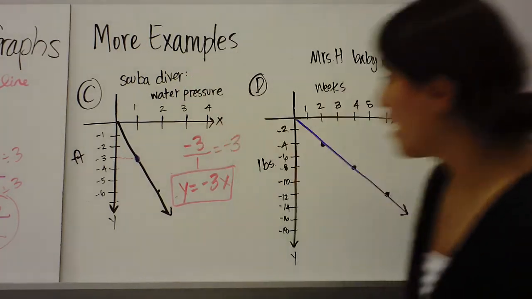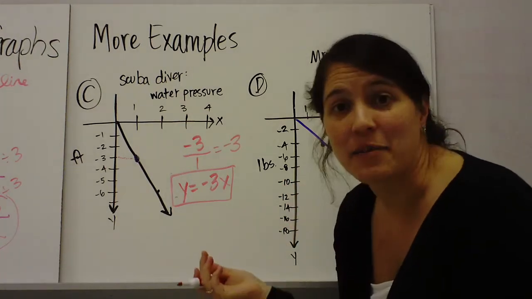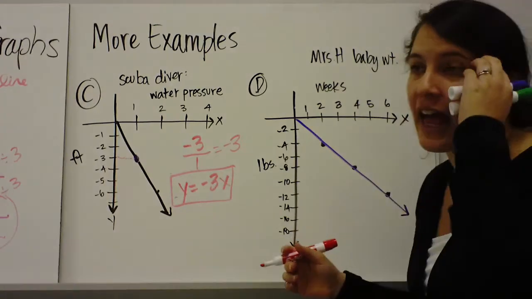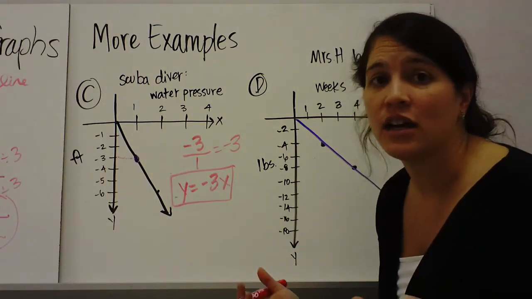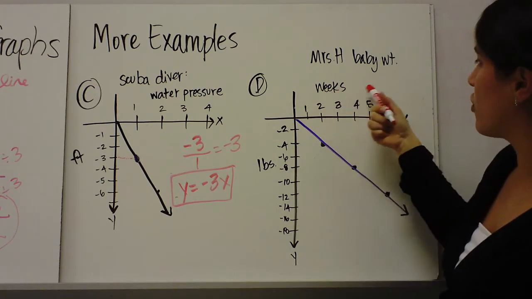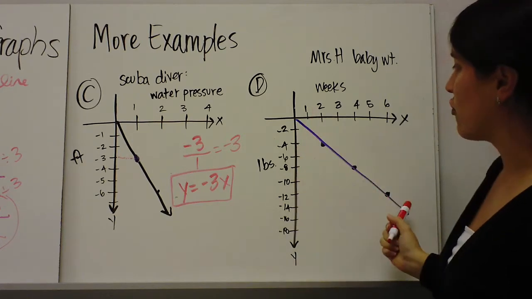Let's look at this one. Mrs. Hantlin's baby weight. Okay, so yes, I'm having a baby. You see, I put on a few pounds, and I want to lose that weight after I have the baby. So these are the number of weeks, 1 week, 2 weeks, 3 weeks, 4 weeks after the baby, and these are my pounds that I'm going to lose. And here is my graph.